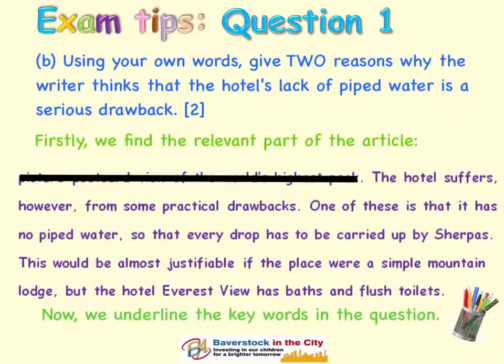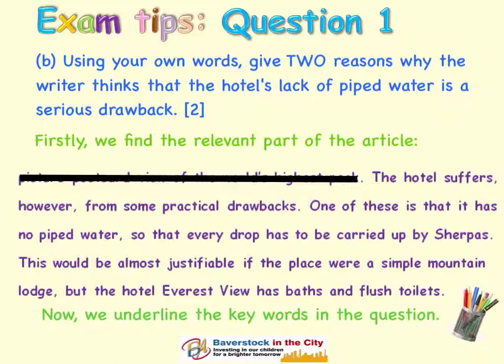Let us look now at question 1B. Remember, you must read the question carefully and underline the key words, which we will do when we've read it carefully. 1B. Using your own words, give 2 reasons why the writer thinks that the hotel's lack of piped water is a serious drawback.